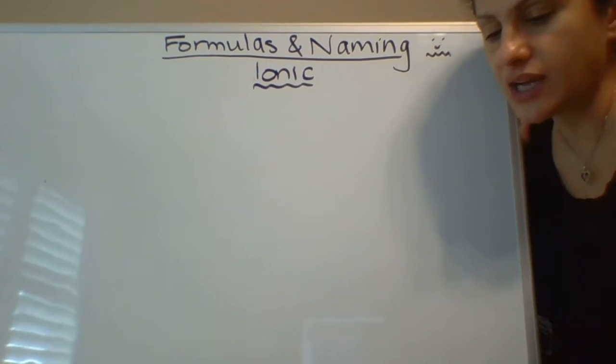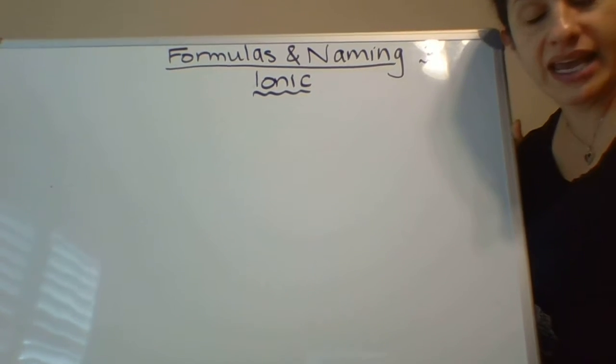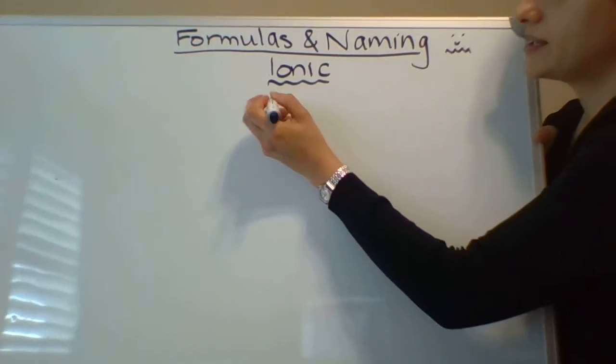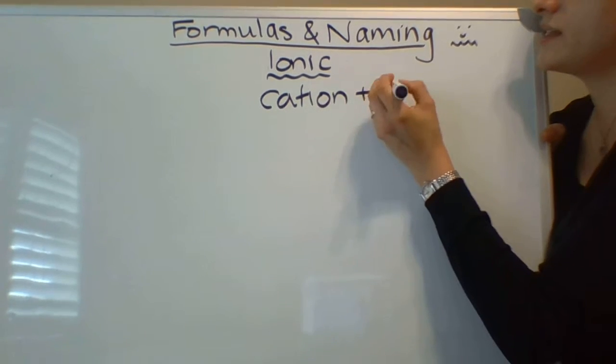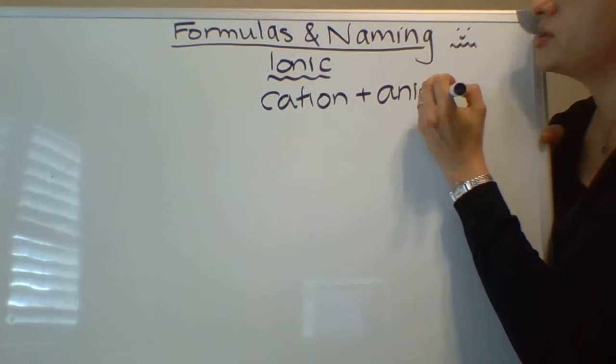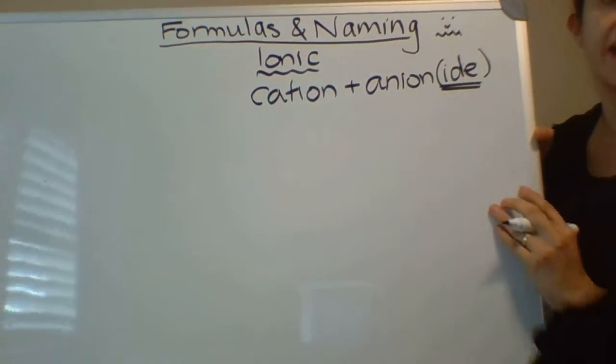Okay, so we're still talking about ionic compounds and the formulas and naming them. So I gave you the general rule in terms of naming an ionic compound. You take the name of the cation, and then you take the name of the anion, but you add on "-ide" at the end of the anion.